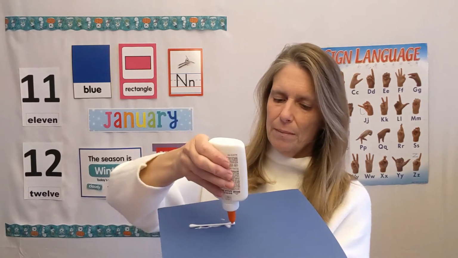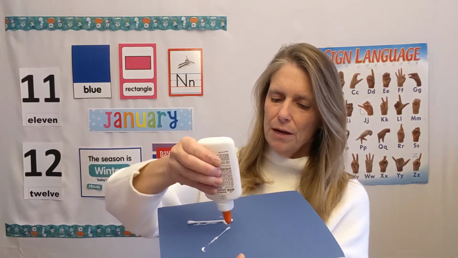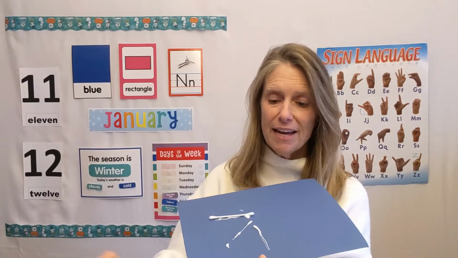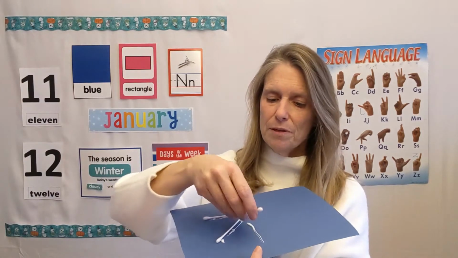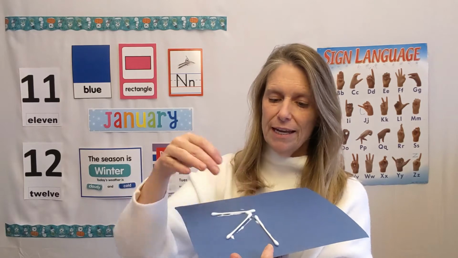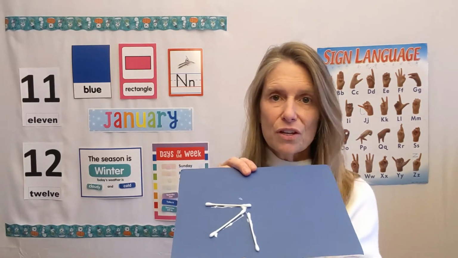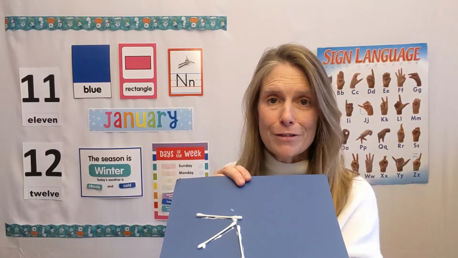And then I can keep going. I can make another one come out from over here and maybe over here. And then I can keep going around and around until I have a Q-tip snowflake. And again, snowflakes are all different, so yours can look however you want it to look.